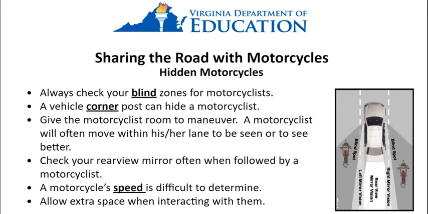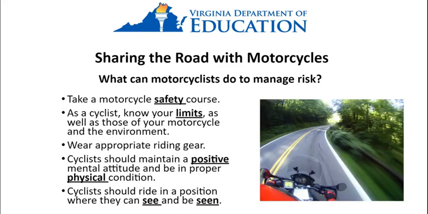Always check your blind zones for motorcyclists. A vehicle corner post can hide a motorcyclist, so these little posts right here can obscure your vision, and you might not be able to see the motorcyclist. Check your rear view mirror often when followed by a motorcycle. A motorcycle's speed is often difficult to determine, so you want to allow extra space when interacting with motorcycles.